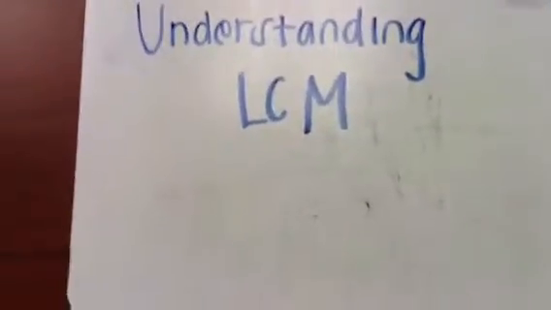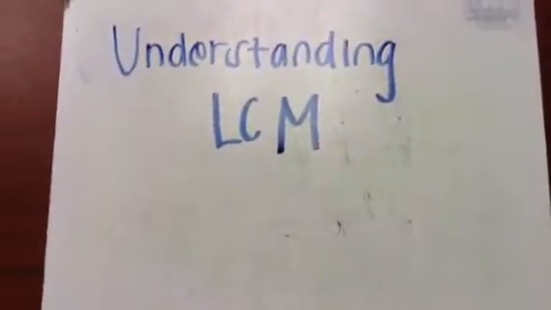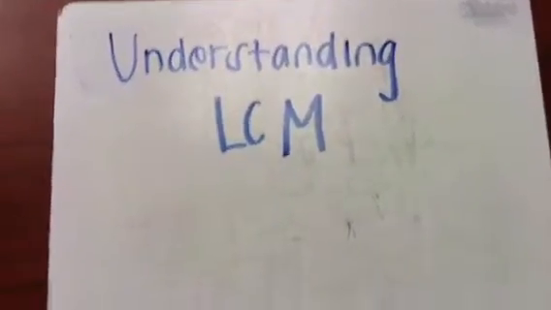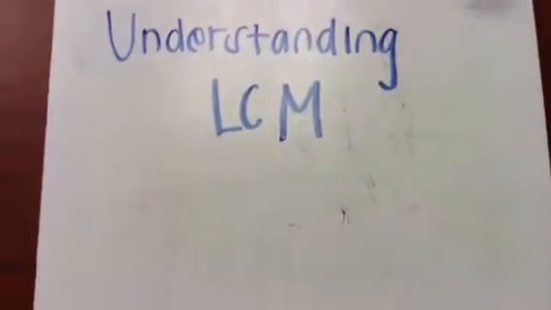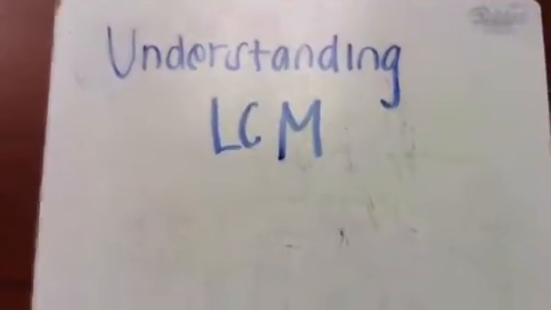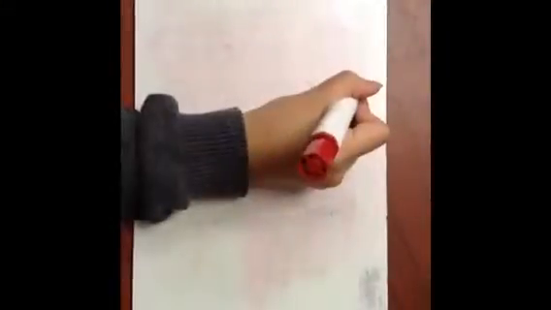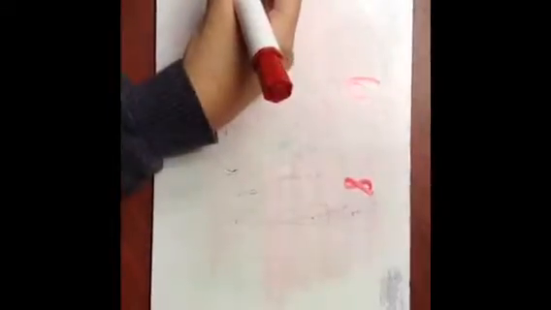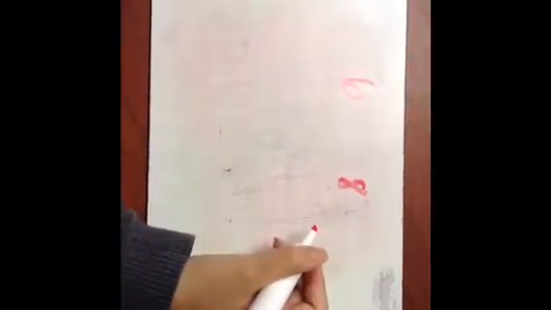This presentation will help you in your understanding of the LCM. The LCM, otherwise known as the least common multiple, is the least whole number that each integer divides. To find the LCM of 6 and 8, we first have to see each of their multiples. Multiples are integers that are multiplied by another integer to get a product.